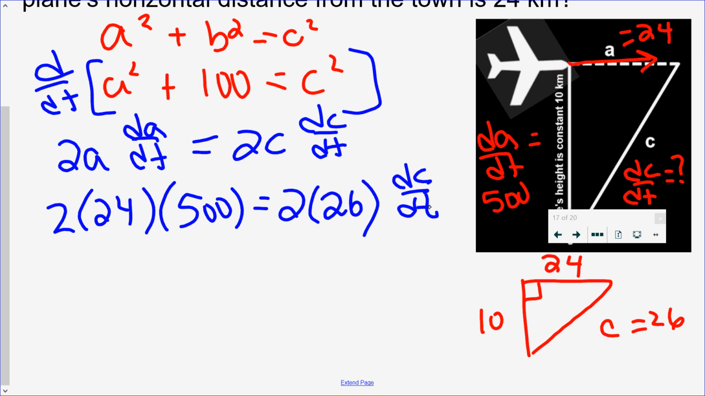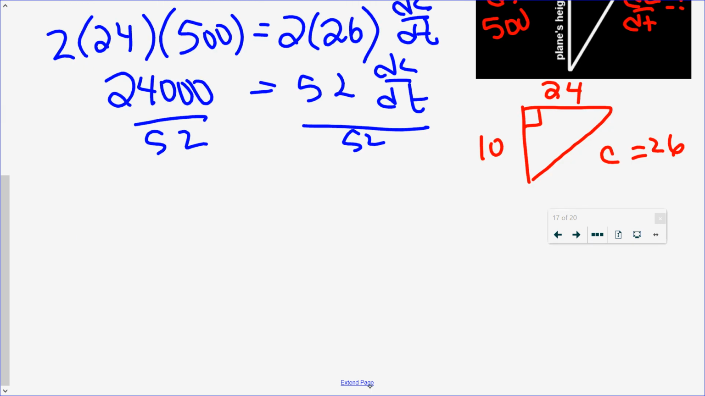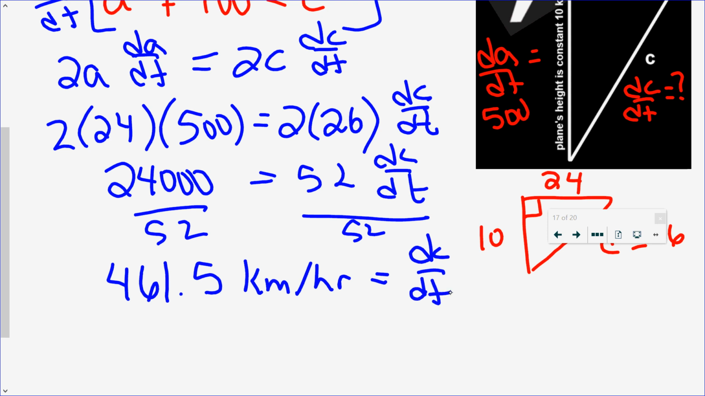Okay, so on the left-hand side, I'm going to multiply 2, 24, and 500 together, and I will get 24,000, equal to, on the other side, 52 dc by dt. So I'll divide both sides by 52. And then I can leave it as a fraction, or I can put it in as a speed. And because I'm talking about the speed, like the rate of change of that distance, we might want to leave it as a decimal. So if I do 24,000 divided by 52, I'm going to get 461.5, and that will be in units of kilometers per hour. And that would be the rate of change, dc by dt.